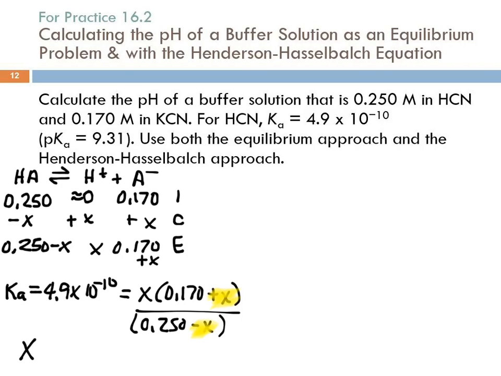And we're going to solve this, and we're going to turn on the calculator first, that always helps. 4.9 times 10 to the minus 10. I'm going to multiply by 0.25 and divide by 0.17. I'm going to come up with x being equal to 7.2 times 10 to the minus 10. So in terms of pH, that's going to give us 9.14.